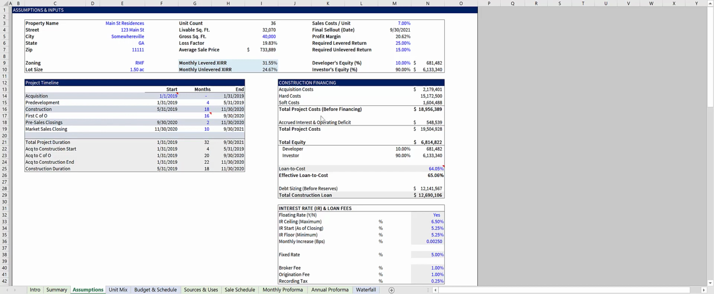To the right, we have our construction financing, which is calculated via circular references. Cell N25 is where you control the loan to cost, and we recommend manually editing this cell when necessary. The effective loan to cost is your total project loan to cost, including interest reserves. In this model, you also have the option to utilize a floating interest rate, which is in cell N32. And here is how you would edit the loan to cost to get you to an effective loan to cost of 65%.